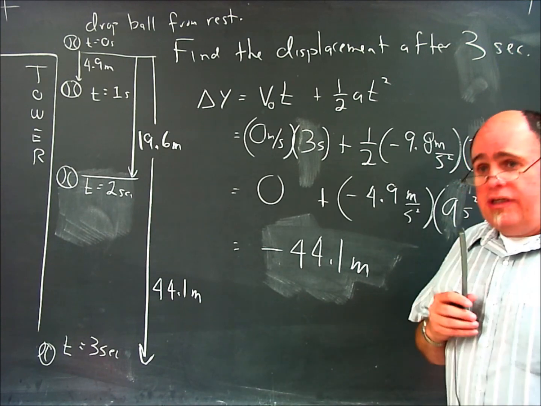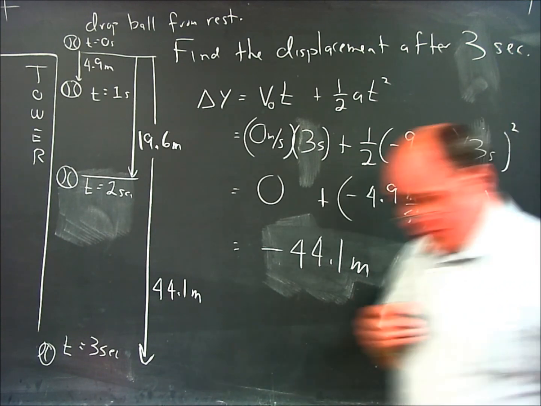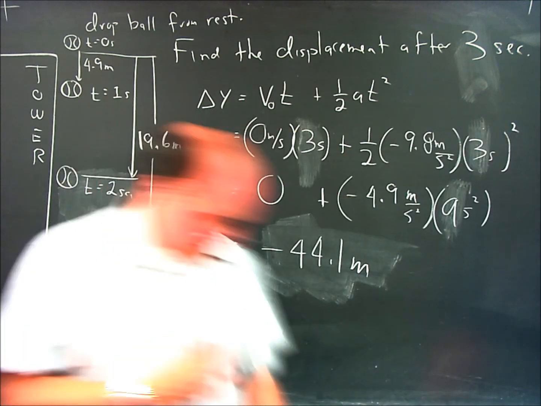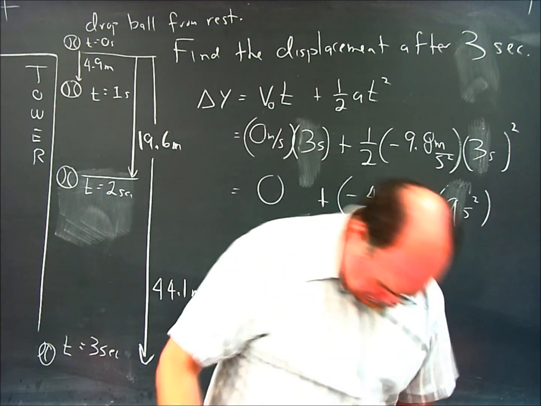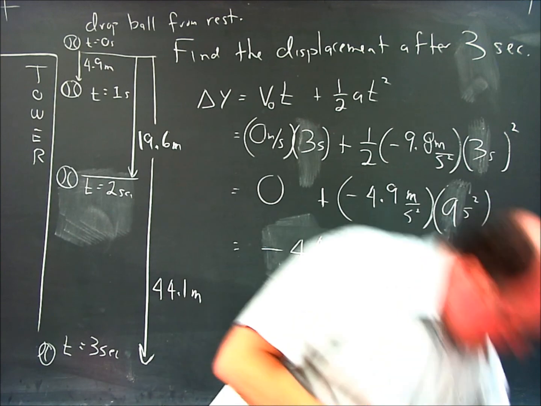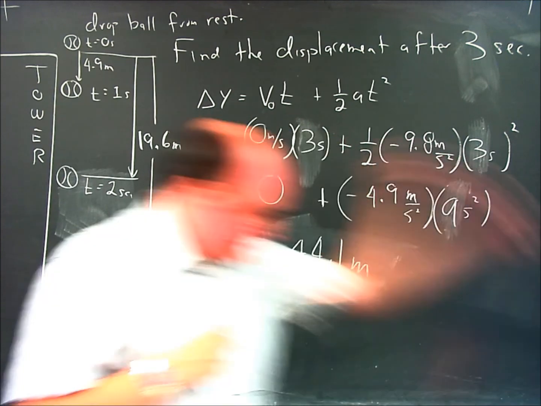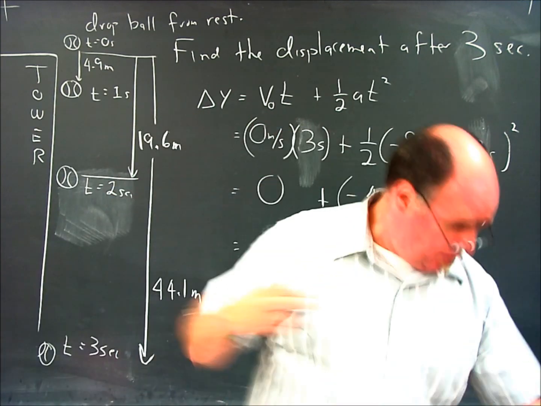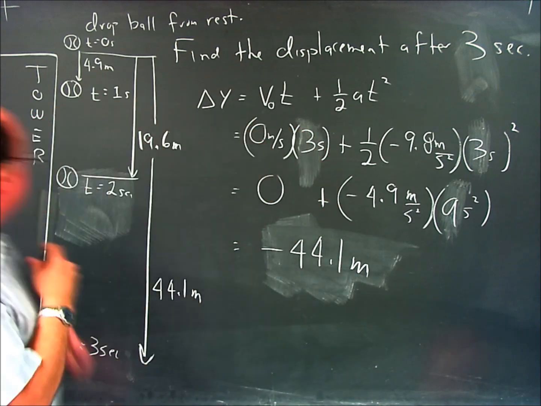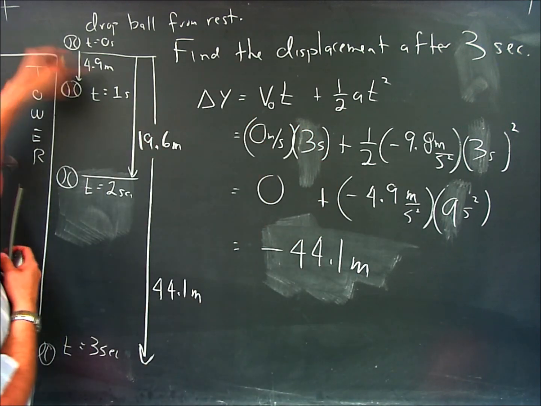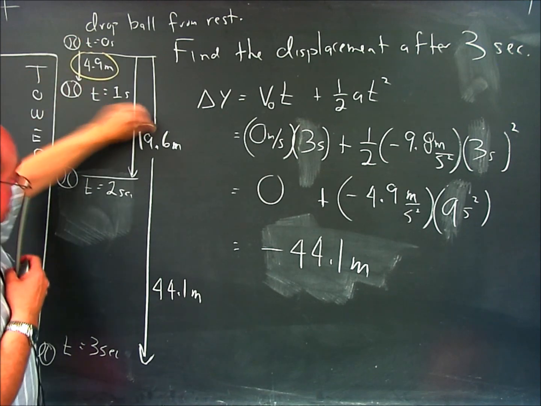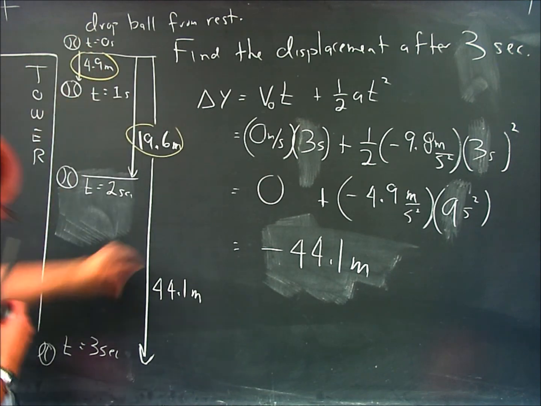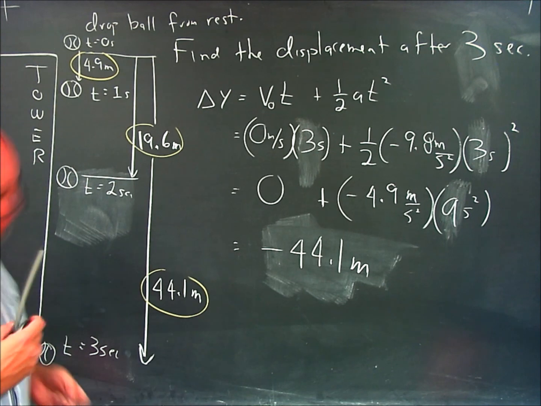So what you can see has happened is it's fallen, and as it's falling, time is changing. So in this first distance, it fell 4.9. In the second distance, it fell 19.6. In the third time, it fell a distance of 44.1.